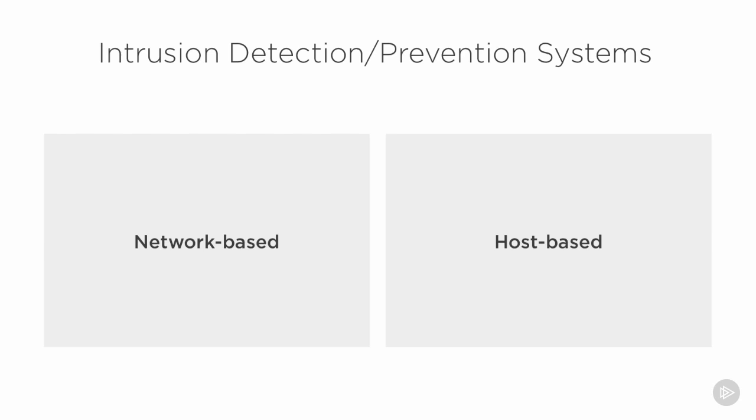The idea of IDSs and IPSs is that they are another layer of defense. So we have a firewall. That's our first line of defense. In behind that, we might put a network-based IDS and IPS.